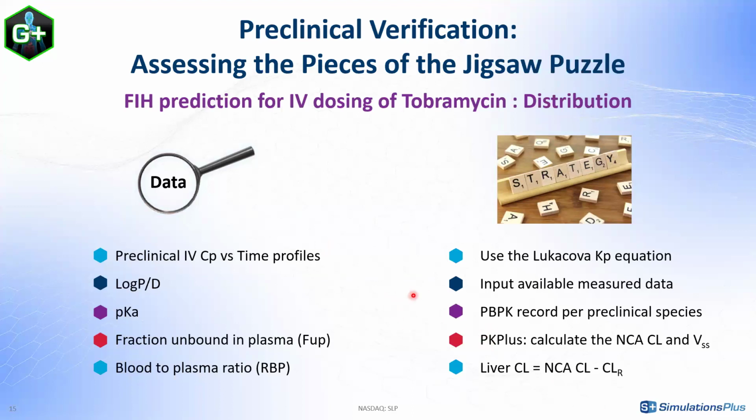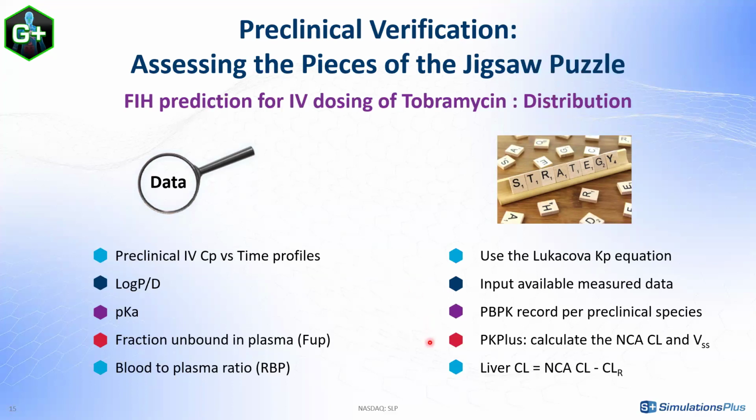If you copy your ADMET Predictor record, you will always have the predicted parameters for reference and for comparison with any measured data that you generate. And you can start to input your measured data into the copy. It's advisable to set up one record per preclinical species and also per dose administration in each preclinical species.